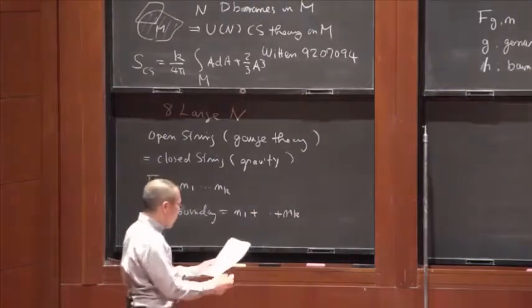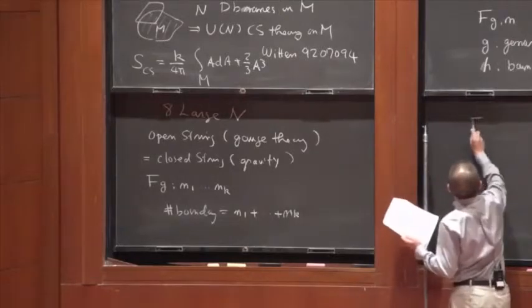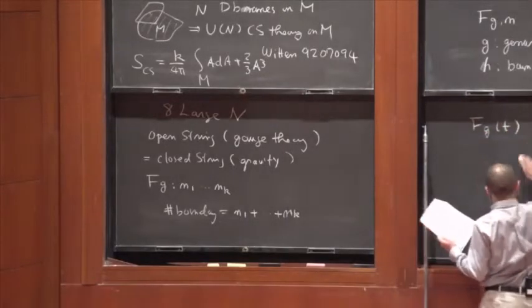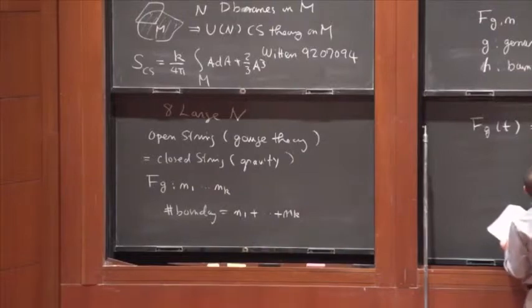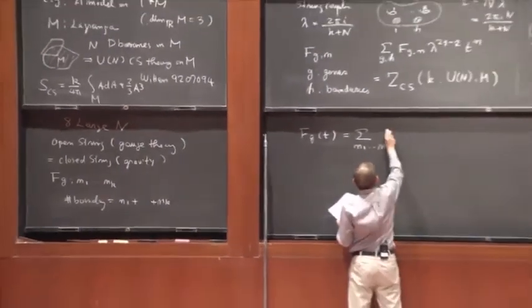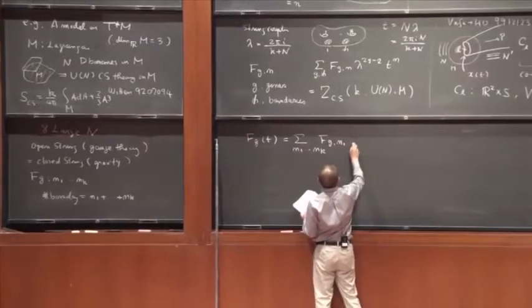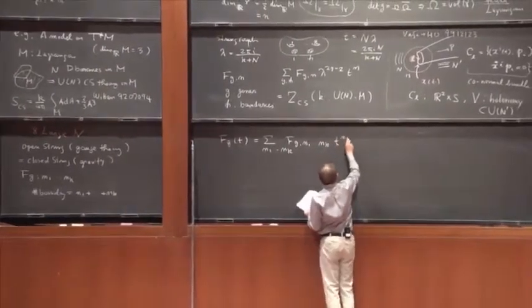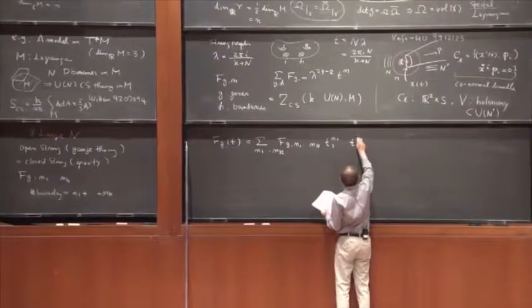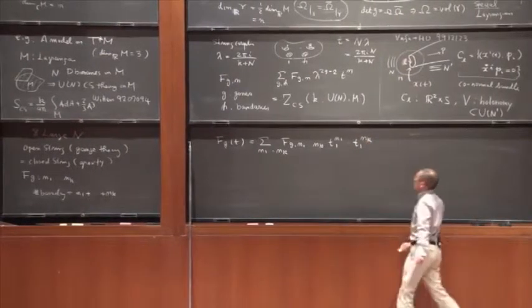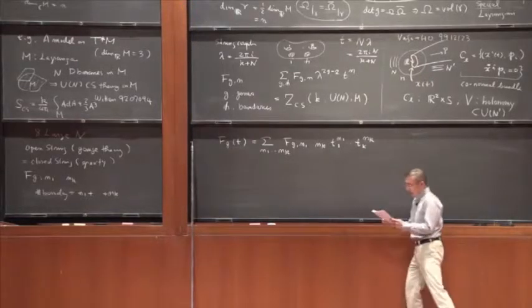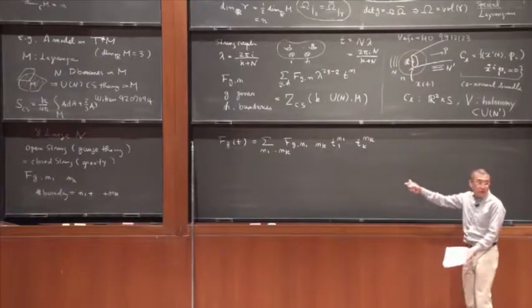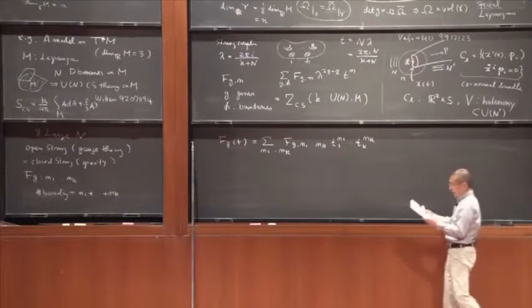Okay? So now I'm going to define the following thing. F G of T, where t is some parameter, which I'm going to identify as a 't Hooft parameter later, is equal to sum of these boundaries. And I introduce 't Hooft parameter, loop counting, boundary counting parameter for each one of these boundary types. Okay? So this is a definition of partition-free energy.